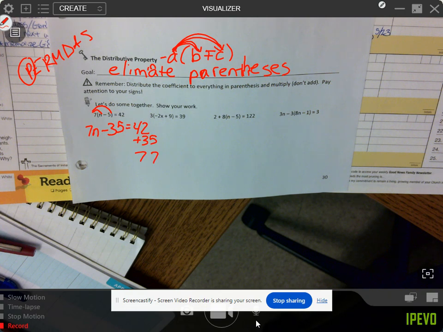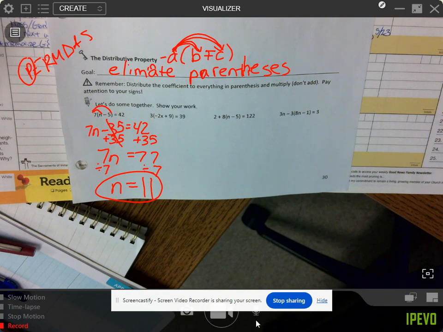And then you divide. Oh, hold on. I still have minus 35 here. Remember, you have to add to both sides to get rid of that 35. So now it's 7n equals 77. And then you divide 7n by 7 to get n, and then you divide 77 by 7, which gets you n equals 1. So the first thing we do is the parentheses, then we do our opposite operations.